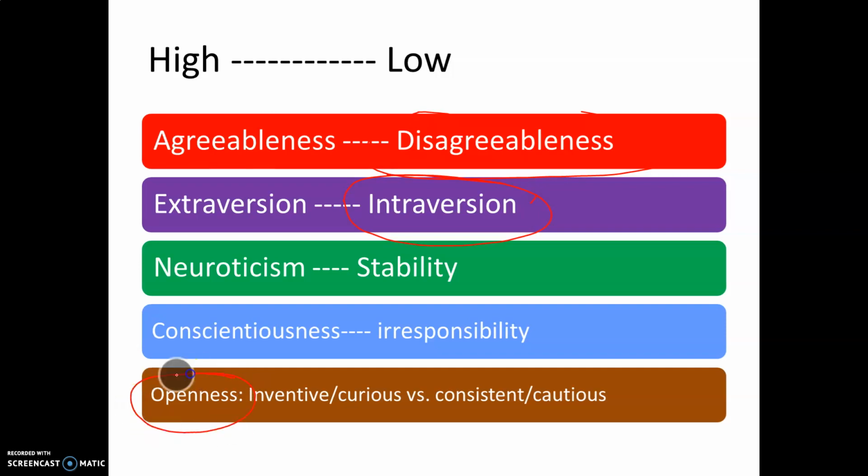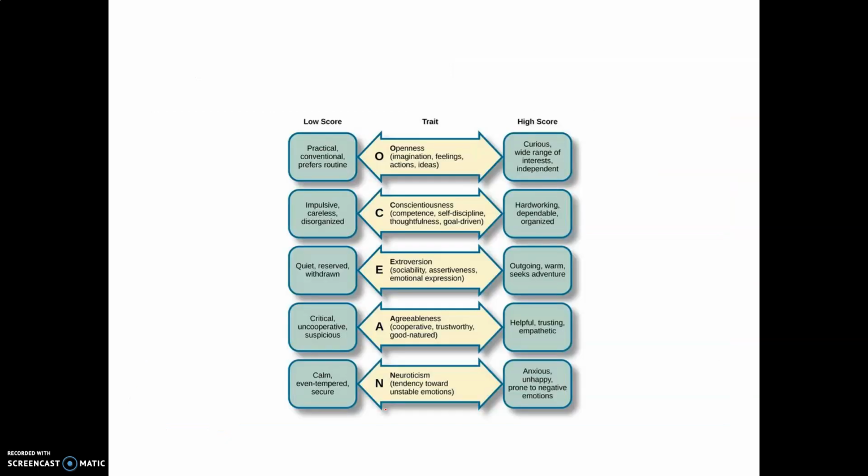I've also given you a little bit on openness. Some researchers will give you a little bit more information. So for instance, if you score high in openness, it means you're more inventive and curious. If you score lower, it means you're more consistent and cautious. Again, they're scored from low to high, and it's really helpful that we can create an acronym out of the Big Five. You can either use OCEAN or CANOE.